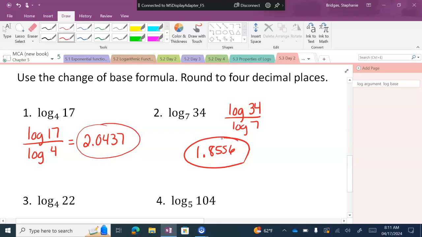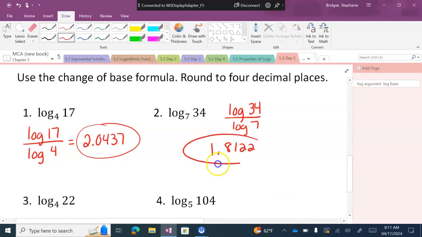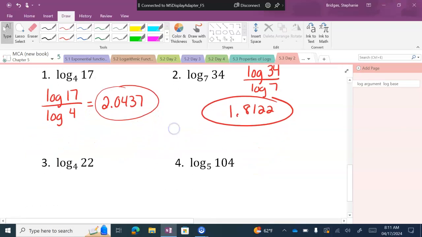Is that what everybody else got? Yeah? No? No, I hit the wrong numbers. My bad. I hit 37 instead of 34. Let me try that one more time. Y'all are all looking at me like, no, I didn't get that. This time I got 1.8122. Okay. All right. That's what happens when I do the wrong number.